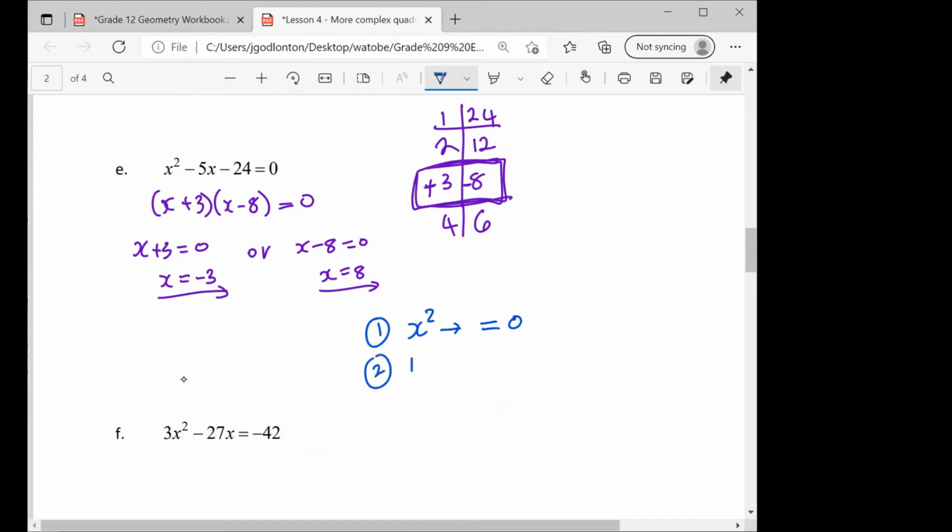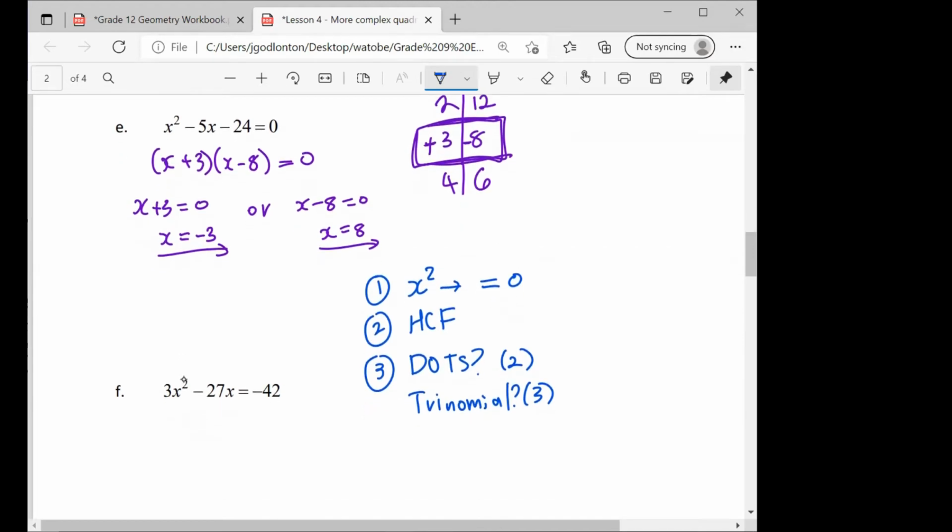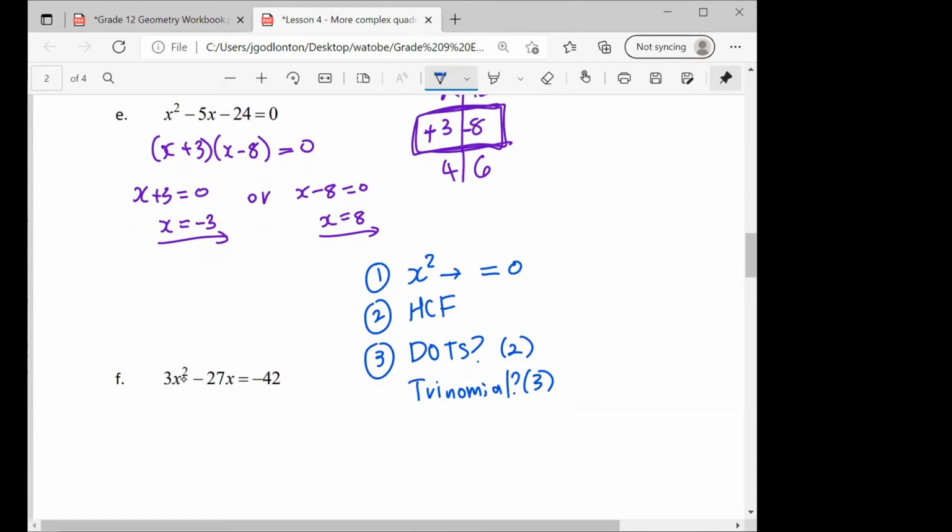Second thing, you're going to look for a highest common factor. Third thing, you're going to say, well, can I do dots? That's if there's 2 terms. Or can I do a trinomial? That's if there's 3 terms. Okay, those are the steps I want you to follow, and then you're going to find your values for x. Give this a go. Let's see who can get this one 100% right. Think of this one as like a mini test because it brings together everything we've done so far.